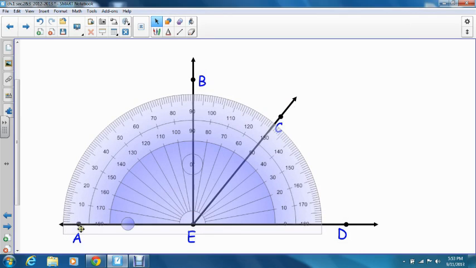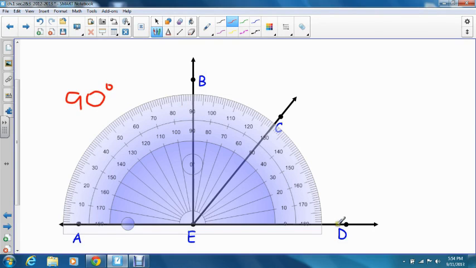So if I want to measure angle AEB, I'm going to use this right here. I'll look at A, go to E, all the way up to B, and it shows me here that it's a 90-degree angle. So this angle right here is 90 degrees.